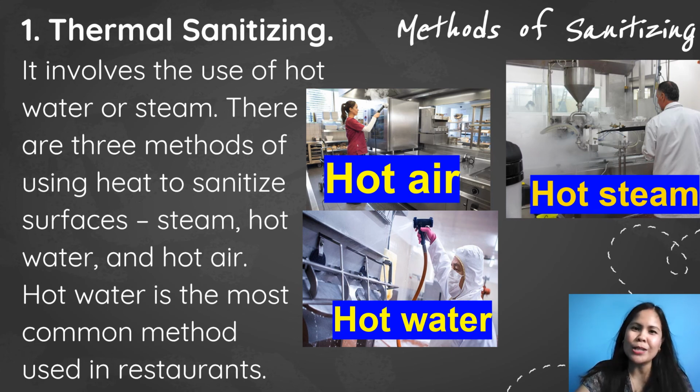If hot water is used in the third component of a three-compartment sink, it must be at least 171 degrees Fahrenheit. If a high-temperature washing machine is used to sanitize clean dishes, the final sanitizing rinse must be at least 180 degrees Fahrenheit. For stationary rack, single temperature machines, it must be at least 165 degrees Fahrenheit, and cleaned items must be exposed to these temperatures for at least 30 seconds.